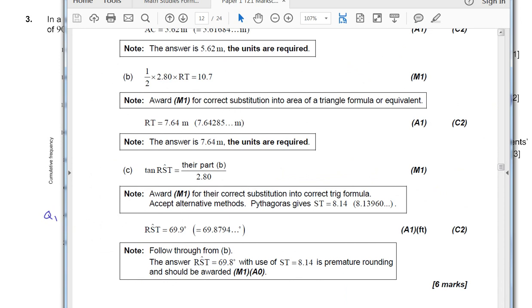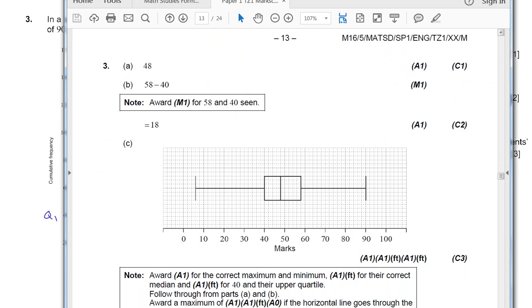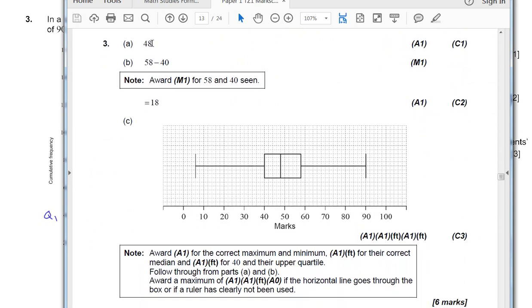Okay, so move into number 3. So we wrote down our median score, which was 48. There we go. Our interquartile range, 58 minus 40. So you get 1 point for showing the 58 and the 40, the upper quartile and the lower quartile. And then you get another point for subtracting the 40 from the 58 to get 18. Okay, so there's 1, 2, 3 points.